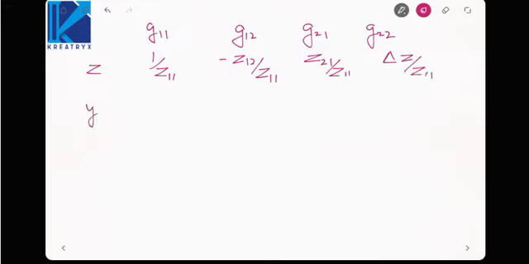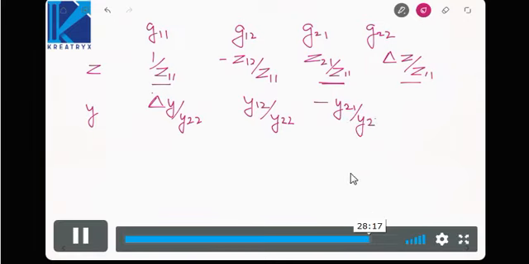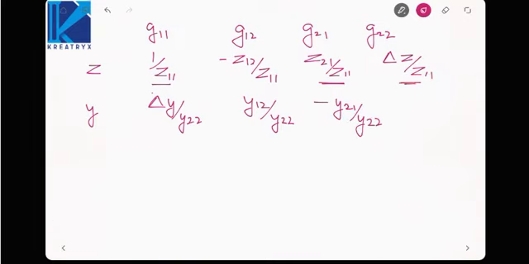In terms of Y, delta Y by Y22. As you can see, this and this are replaced. Then minus Y12 by Y22. Okay. And we will multiply it by minus sign, so it will be plus. Then this term will be converted to minus Y21 by Y22. And this term will be converted to the first term, 1 by Y22.